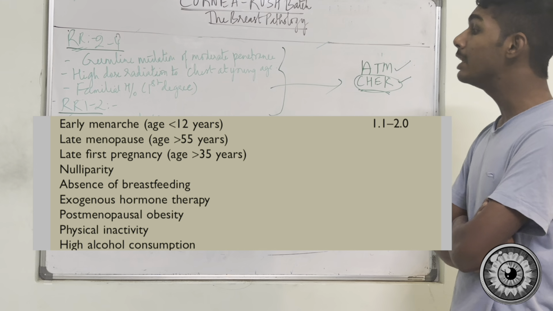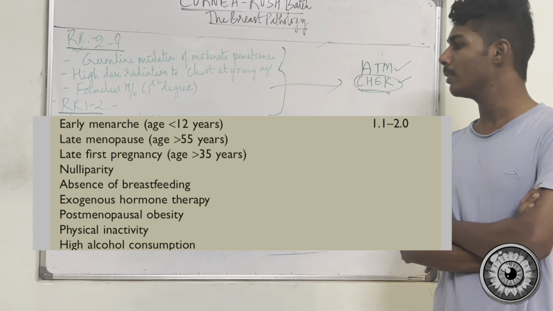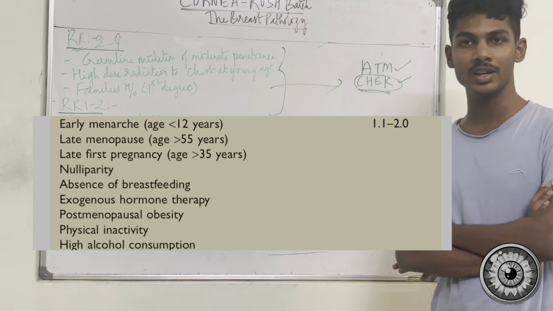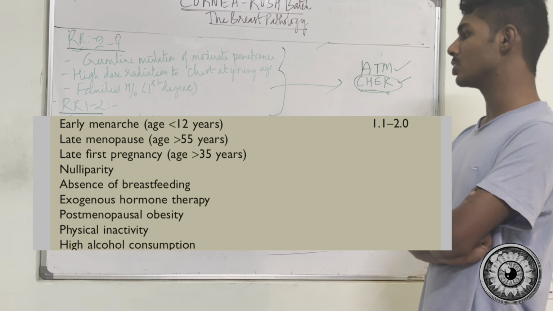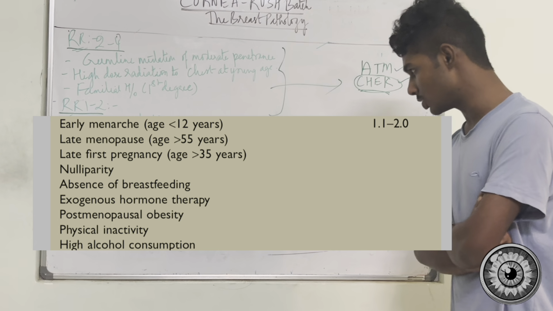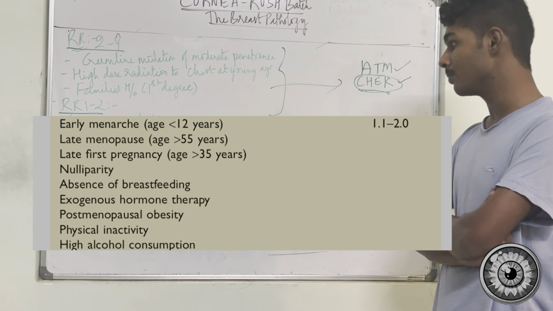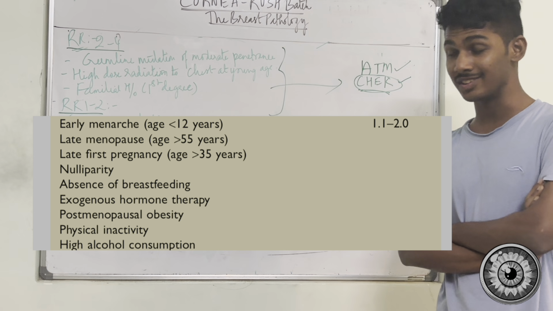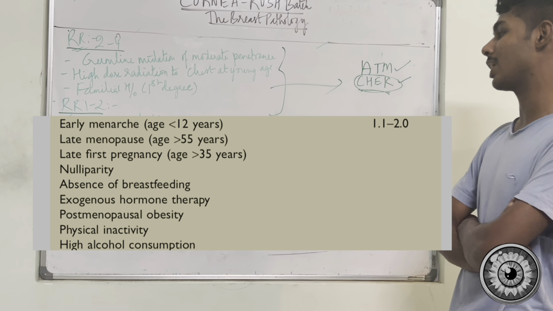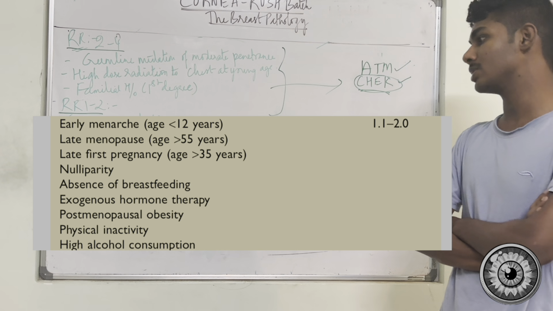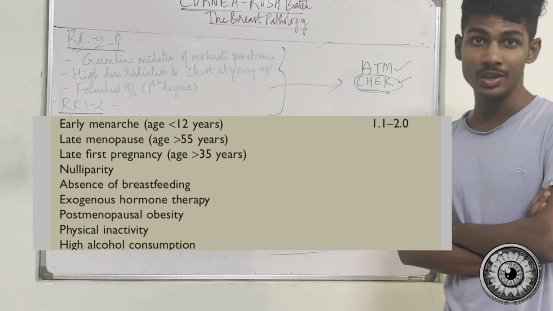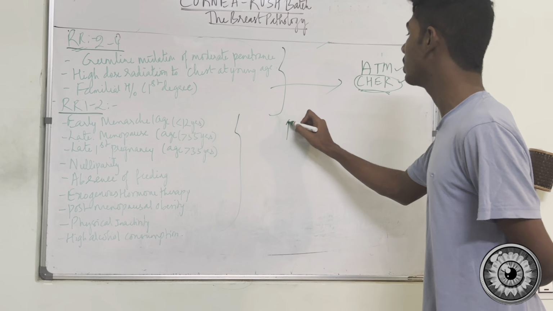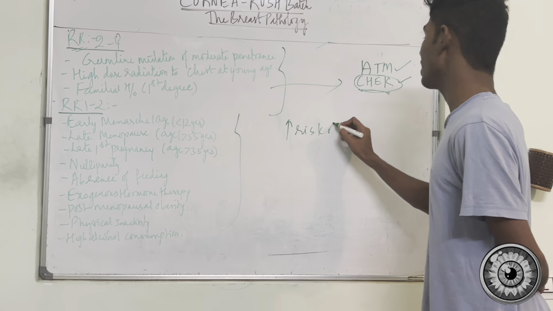Nulliparity. What is nulliparity? Nulliparity means the woman hasn't yet been pregnant, right? So then there is no children. So at that time she could have more and more estrogen. Absence of feeding, okay, because during lactation estrogen secretion is reduced, right? Next, exogenous hormone therapy. Post-menopausal obesity itself is a risk factor. Physically inactive, high alcohol consumption, all these things will increase the risk of estrogen exposure.